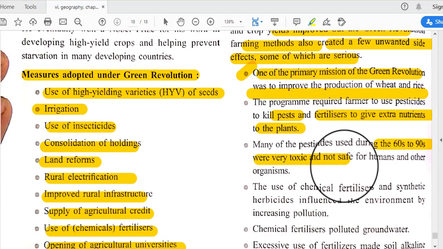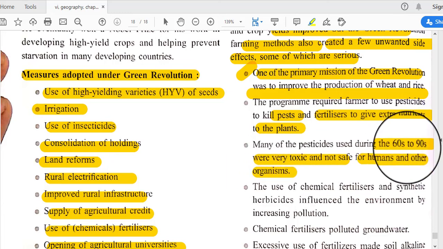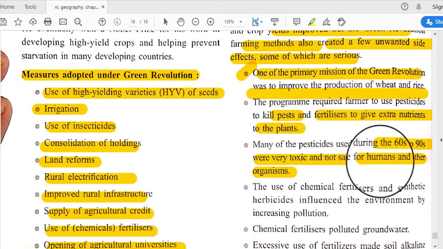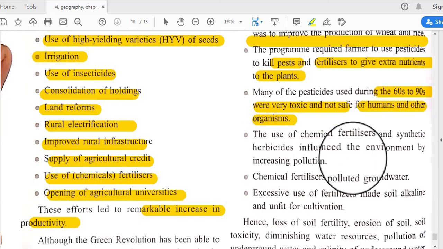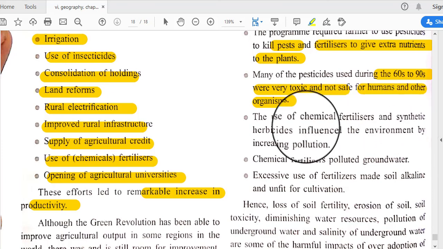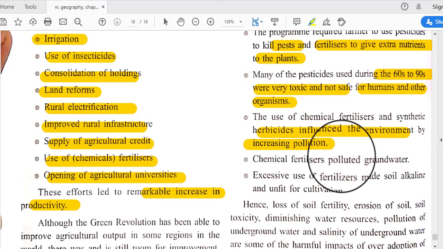Many pesticides used during the 1960s to 90s were very toxic and not safe for humans and other organisms. So these are very toxic in nature, and that's why these are harmful, and this is not safe for humans and other organisms. And the use of chemical fertilizers and synthetic herbicides influenced the environment by increasing pollution, and this also creates some pollution.